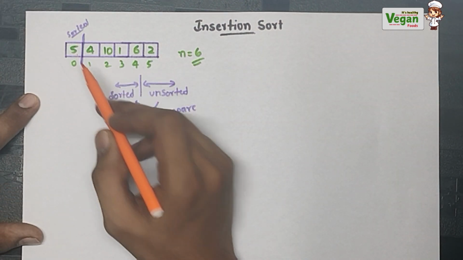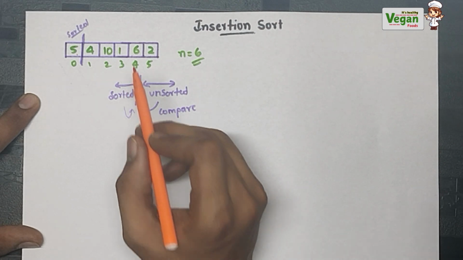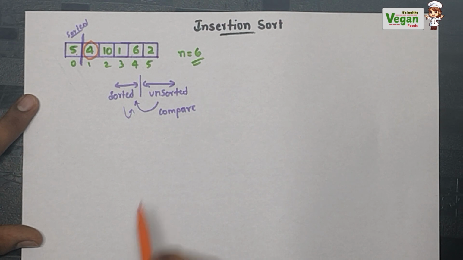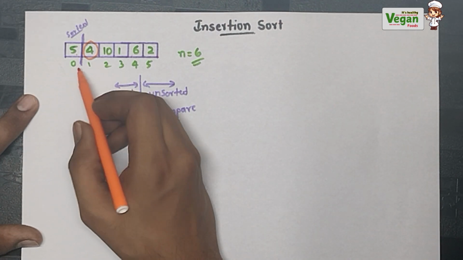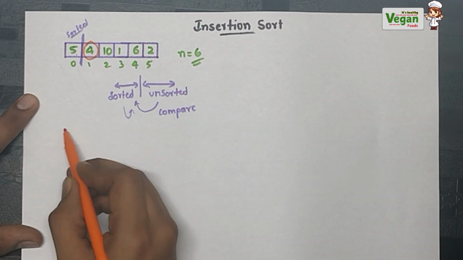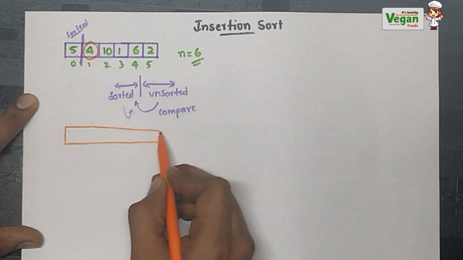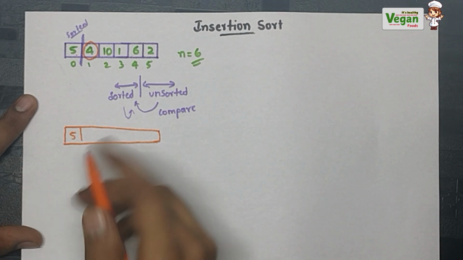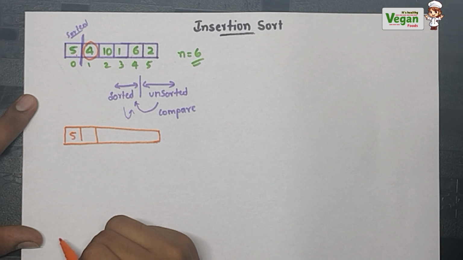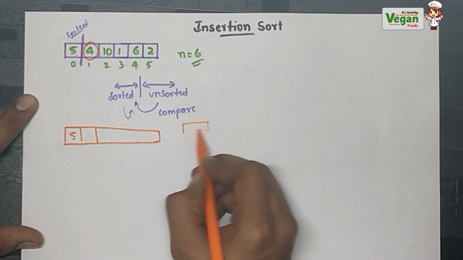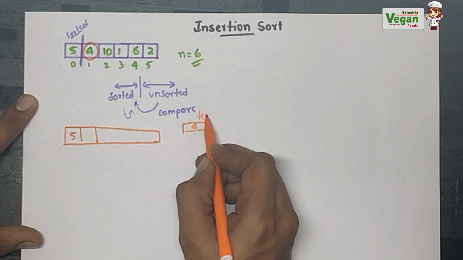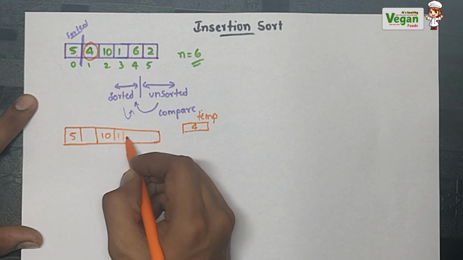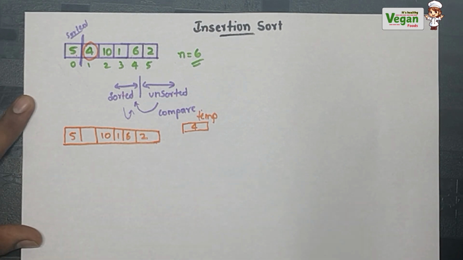Now what is the first? I said the first will be sorted and all others will be unsorted. Now what is the element right here? 4. So 4 is in the unsorted sublist, and 5 is the sorted sublist element. Now I will compare these two. While comparing, 5 will be here itself and this will be the free space, because I am taking 4 in the temporary. Let's keep it in a temporary box. So 4 will be in the temporary box, 10 will be the same, 1 will be the same, 6 will be the same and 2 will be the same.